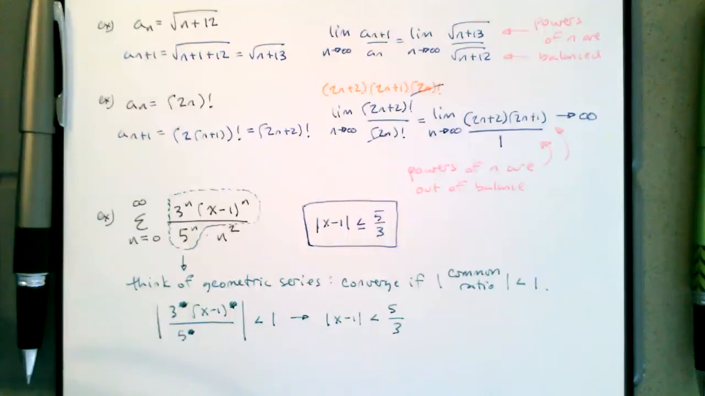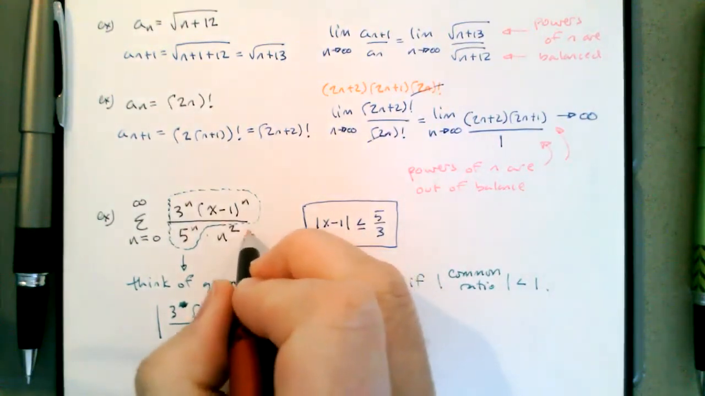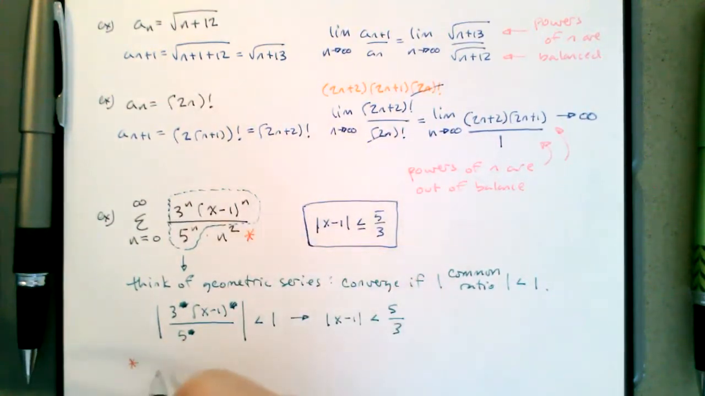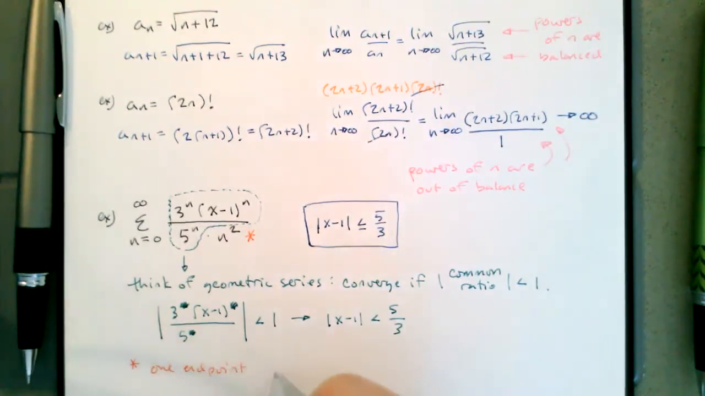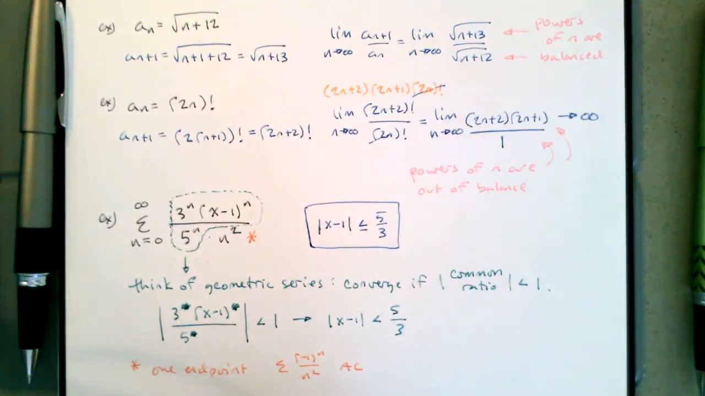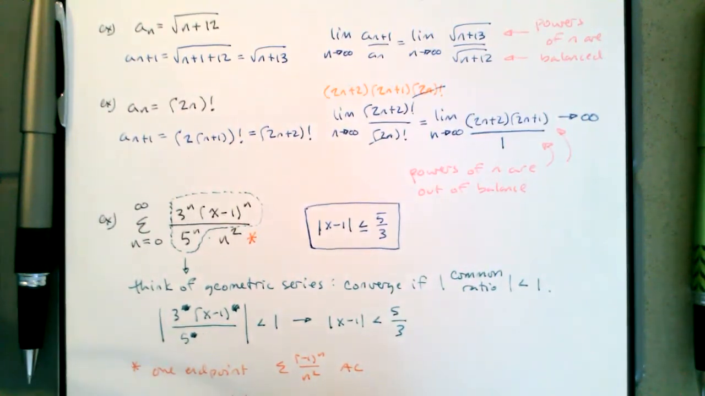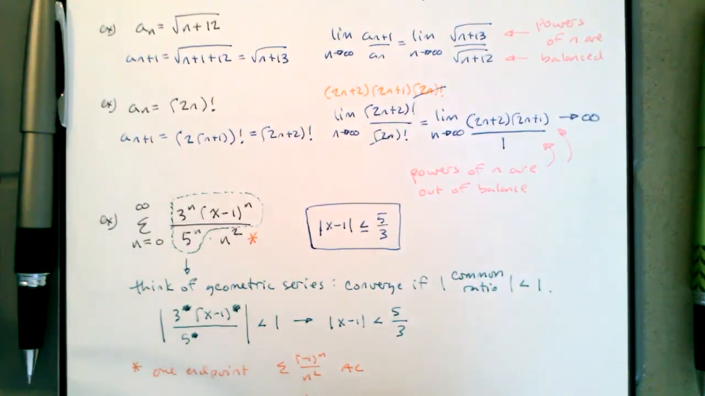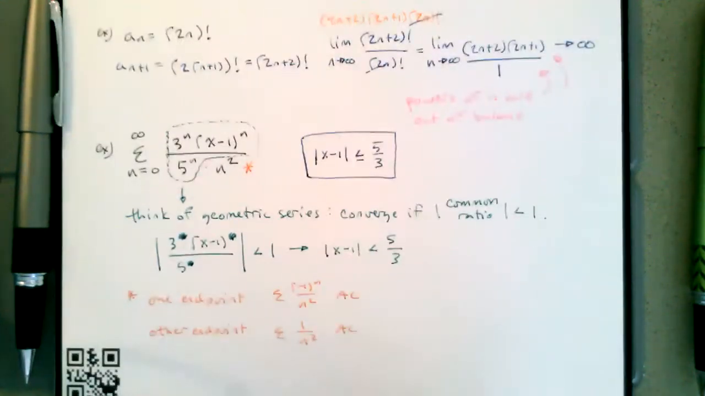And then the n squared tells us that both endpoints are included. One endpoint will look like the series minus 1 to the n over n squared, which is absolutely convergent. And the other endpoint will look like the series 1 over n squared, which is also absolutely convergent, which we saw in the previous one.